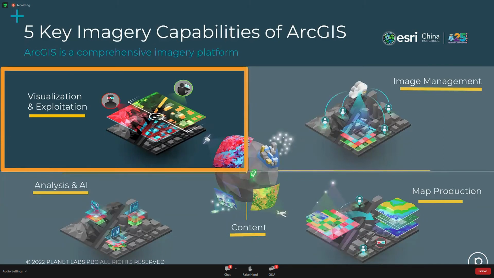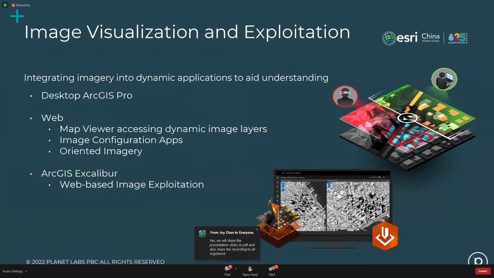Let's move on to the next capability, visualization and exploitation. The visualization and exploitation capability is a wide range of tools to enable human interpretation of the image and includes many types of interactive imagery and the resulting information products. ArcGIS Pro, especially with the ArcGIS Image Analyst extension, provides a highly optimized spatial desktop environment for integrating imagery with all forms of spatial data, both in 2D and 3D.